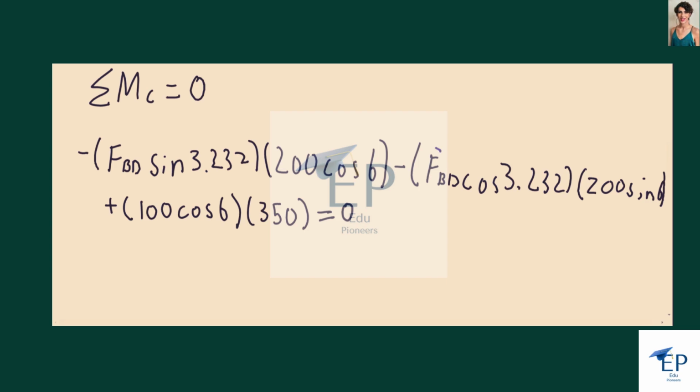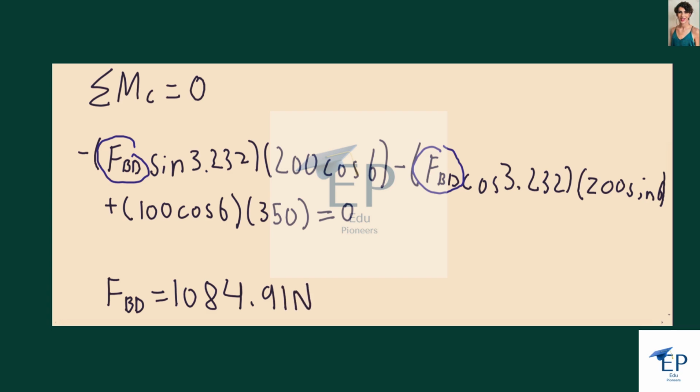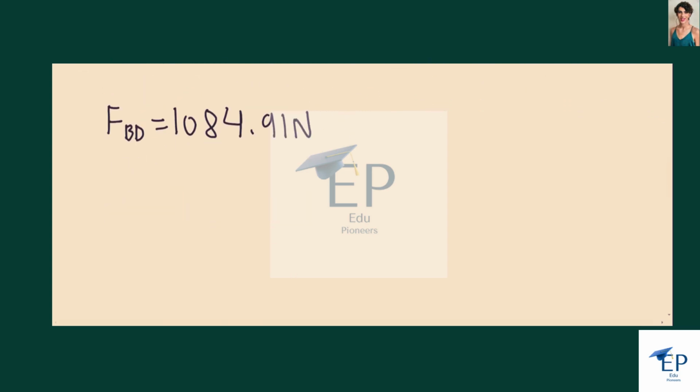And we can solve for this unknown F of BD. Solving for that F of BD, we get a force of 1084.91 newtons. Okay, so now we take this force we just calculated, and we find its x component.